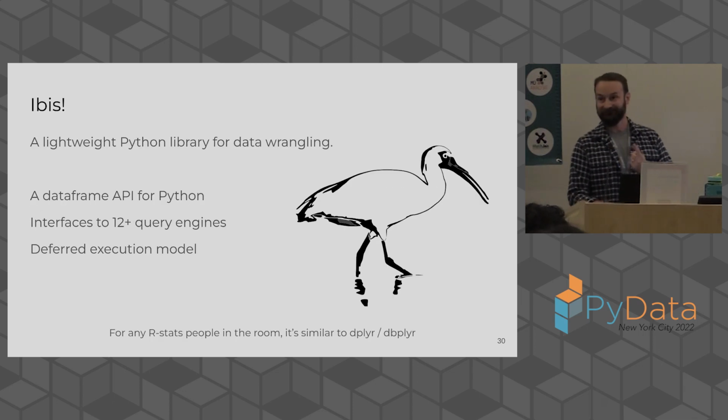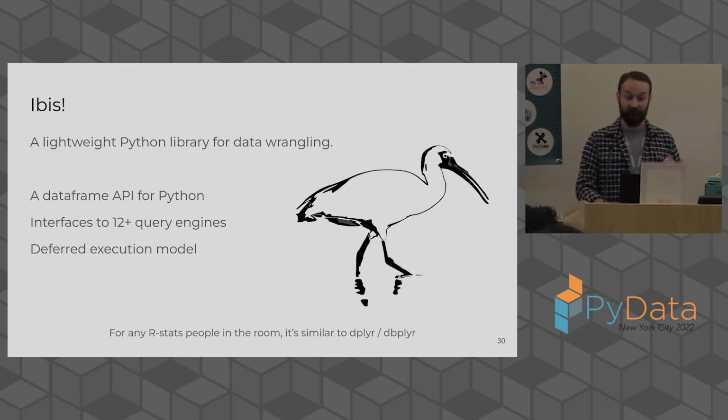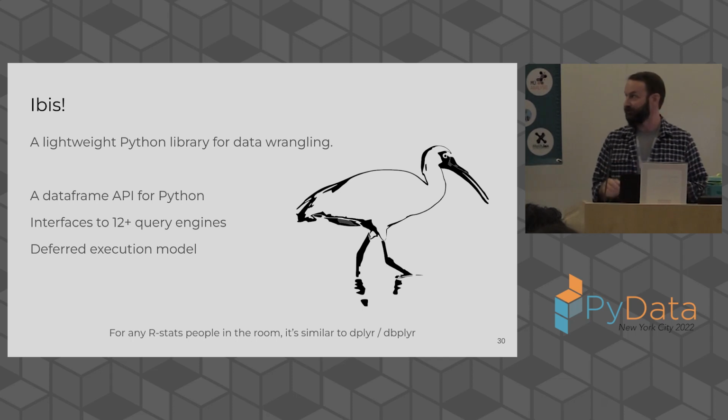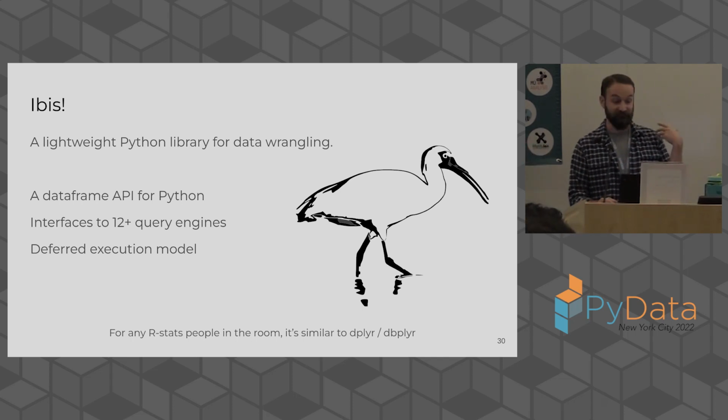And that's Ibis. Ibis is a lightweight Python library for data wrangling. It has a data frame API for Python. We have interfaces to, we like to say, dozens of query engines, one dozen, and a deferred execution model, which I'll talk about in a second. For any rstats people who have snuck in, welcome. And also, this is similar in spirit to dplyr or dbplyr.